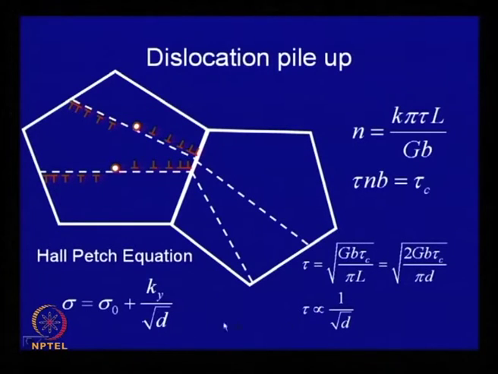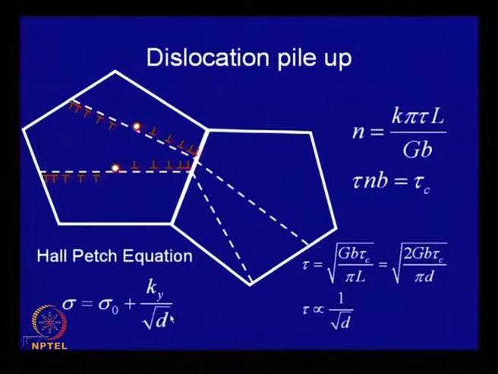This is the famous Hall-Petch equation. Mind you, apart from this grain size effect, there will be the normal friction stress, say tau 0. So, tau will be equal to tau 0 plus a constant of proportionality k over root d, which is shown over here. In terms of tensile stress, the strength of a polycrystalline material will be given by this type of equation. This sigma 0 is the friction stress, and this k y over root d is the contribution of grain size to strengthening. This equation is known as the Hall-Petch equation.